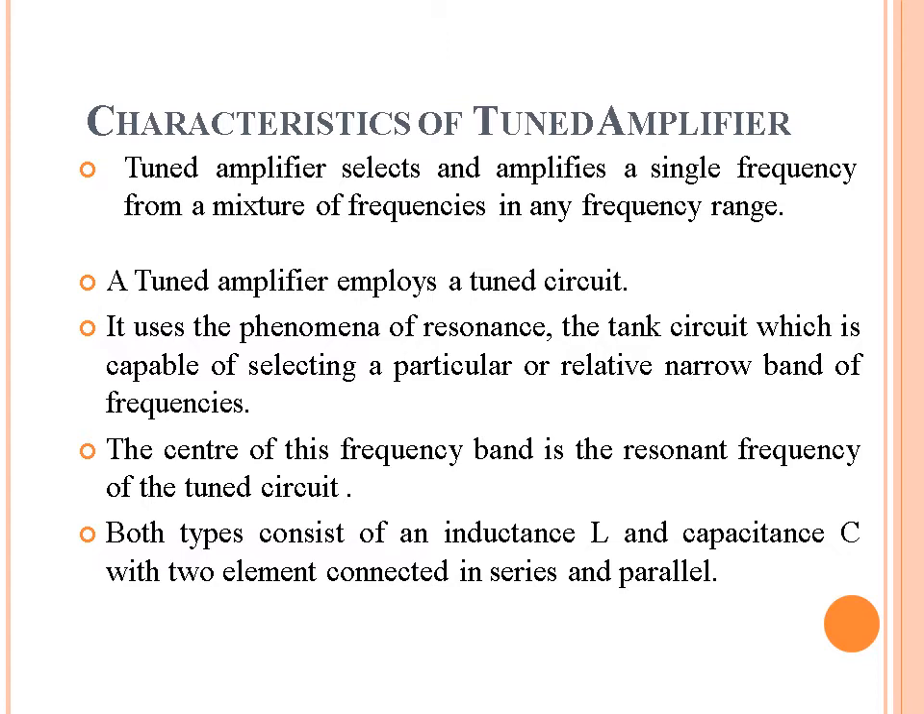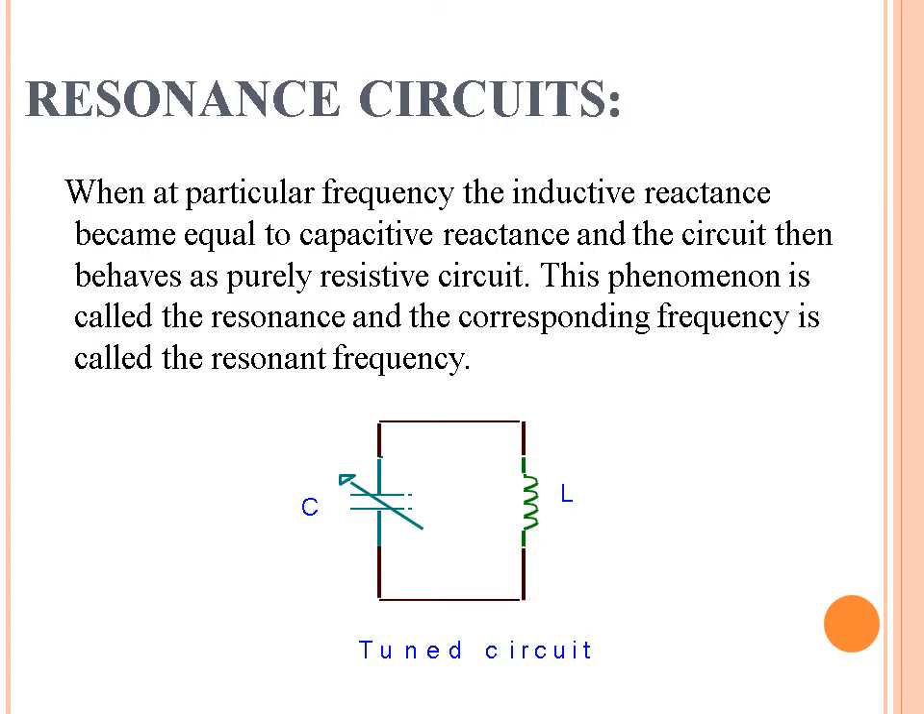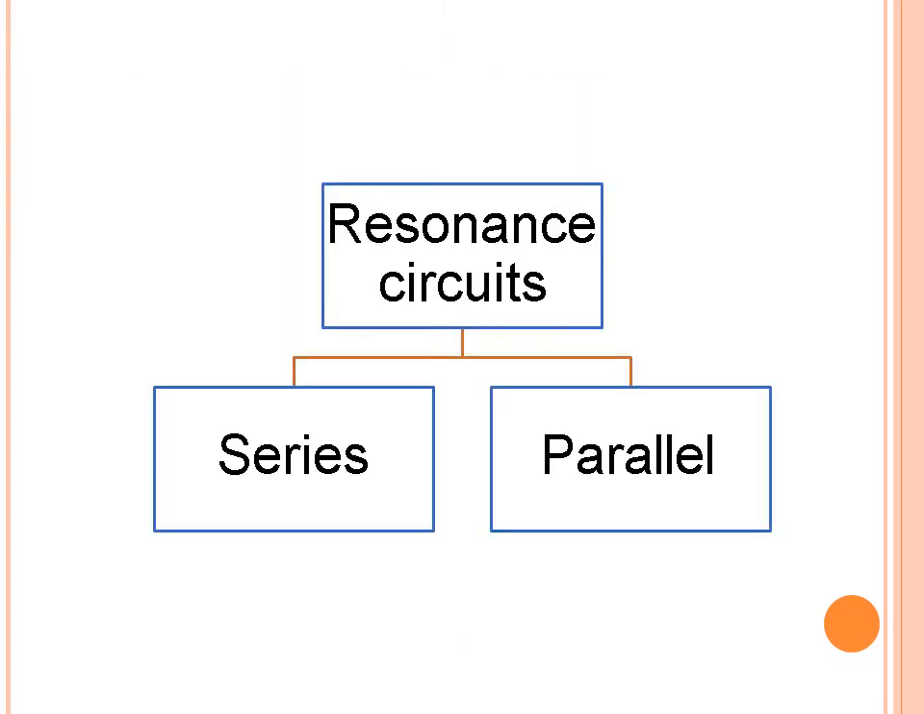Here both types consist of an inductance L and capacitance C, with the two elements connected in series or parallel. A resonance circuit is one where, at a particular frequency, the inductive reactance becomes equal to the capacitive reactance, and the circuit then behaves as a purely resistive circuit. This phenomenon is called resonance, and the corresponding frequency is called the resonant frequency. The diagram is represented. So the resonance circuit has two types, series and parallel resonance circuit.